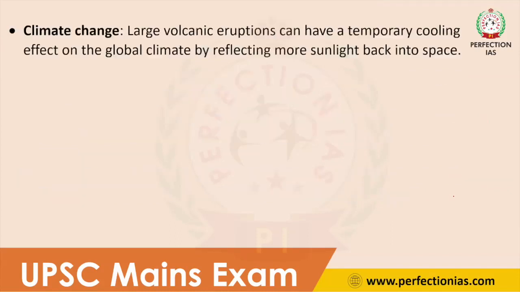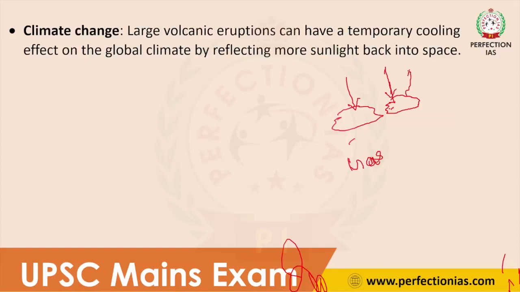The next is climate change. A large volcanic eruption can have a temperature cooling effect. How? During a volcanic eruption, a huge quantity of gases is exploded into the atmosphere. These gases will not allow sunlight to penetrate; they reflect the sun's rays. Because of these gases, it is not possible for sunlight to enter the earth's surface, so it creates a cooling effect. This is also an important impact.